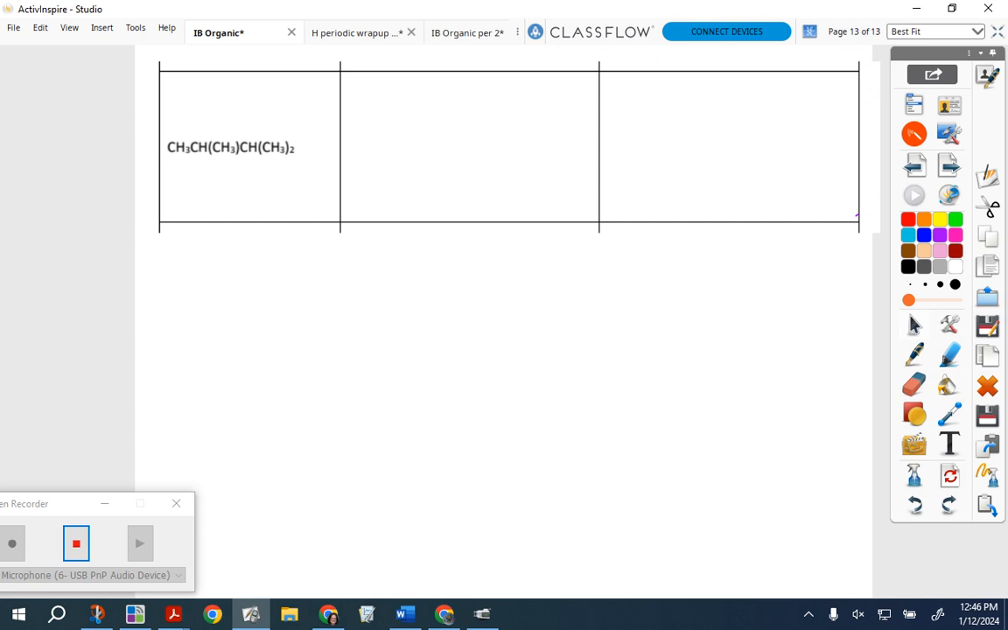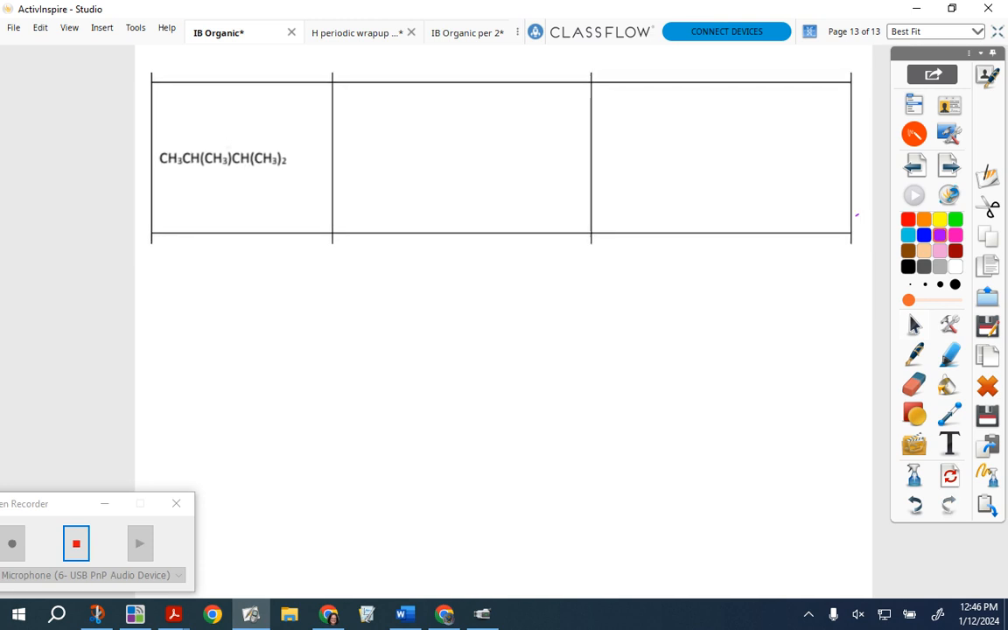So here's our condensed structural formula. We know that we have a methyl group in here that's coming off of this carbon right there. And then we also have 2 methyl groups coming off of the next carbon. Okay? So we've got 2 branches happening here.